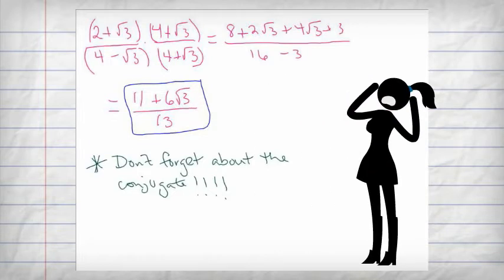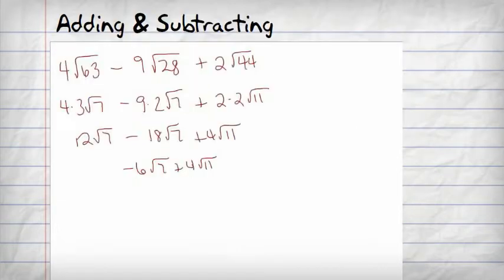Again, here we're just multiplying by the conjugate. Sometimes in the numerator, if we have a binomial, we have to use FOIL or double distribution. Whatever you do, don't forget the conjugate.